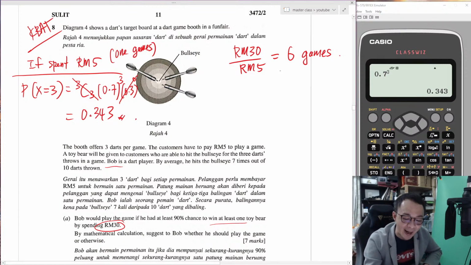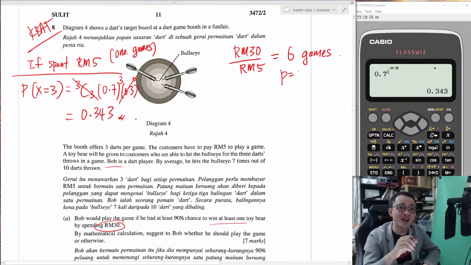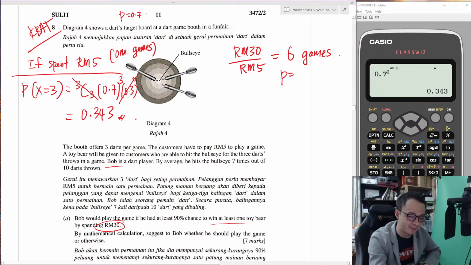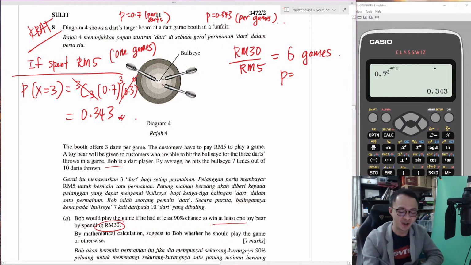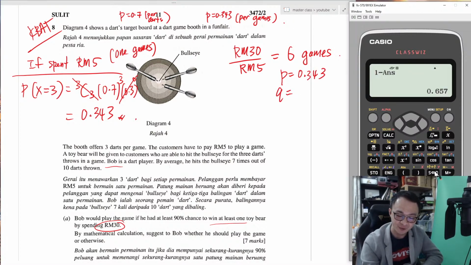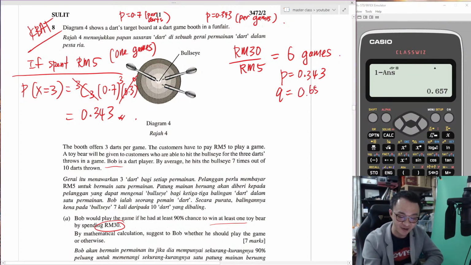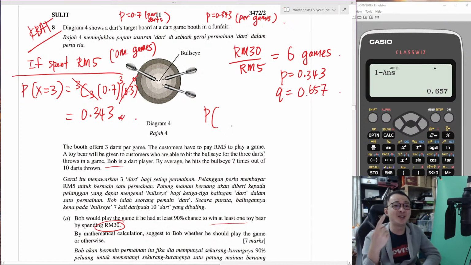Okay, so right now, my P is per game, because just now my P was per dot. Remember, just now my P was 0.7, this is per dot. So right now, my P is 0.343. This is per game. Every game, the chance I will get a bear is 0.343. Okay, so if P is 0.343, my Q is 1 minus 0.343, which is 0.657.